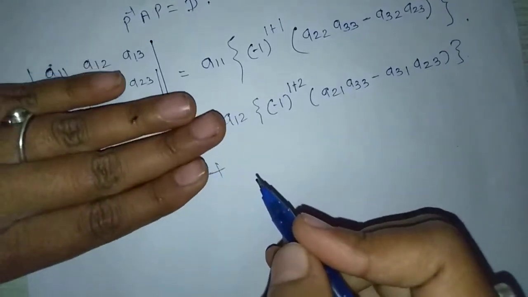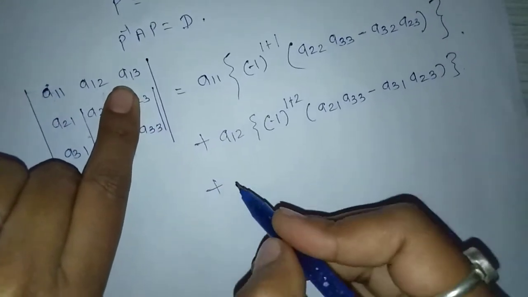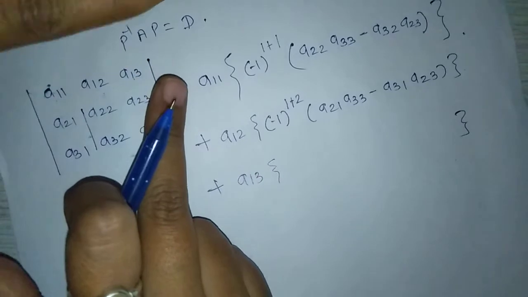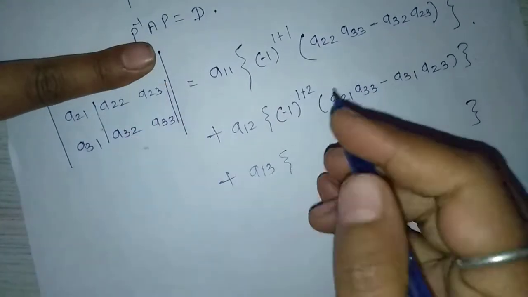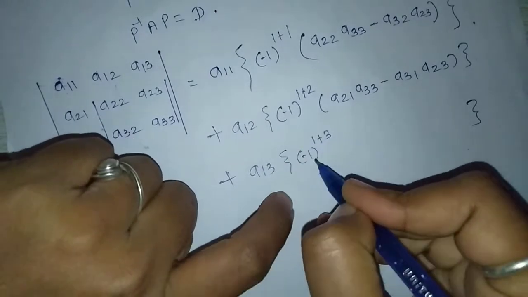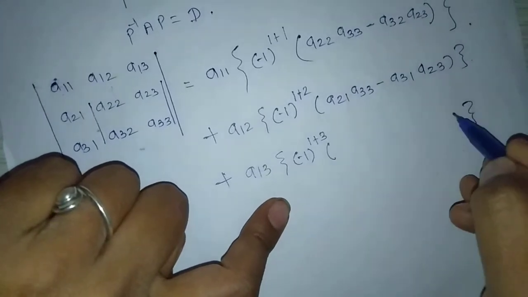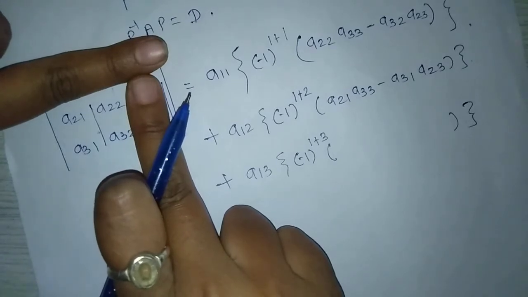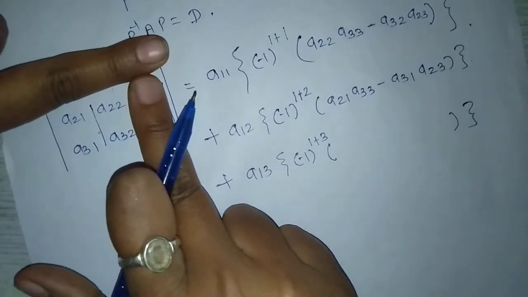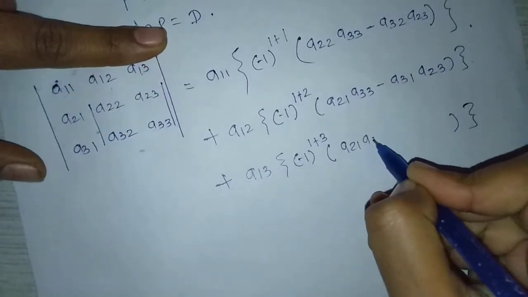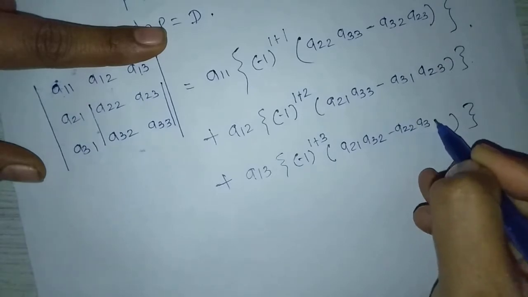Now plus one element is remaining of the first row, A13. Now A13 is multiplied with, A13 lies in the first row and third column, means -1 raised to row number plus column number, -1 raised to 1 plus 3, multiplied with, if we eliminate the first row and third column, what will remain? A21, A22, A31, A32. Take the determinant of this, we get A21 into A32 minus A31 into A22, that is A21 into A32 minus A22 into A31.